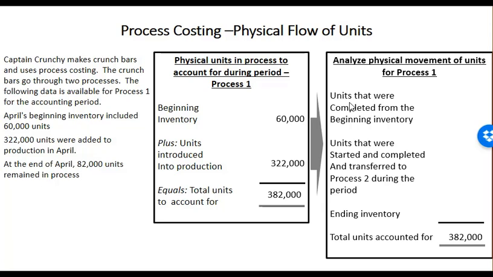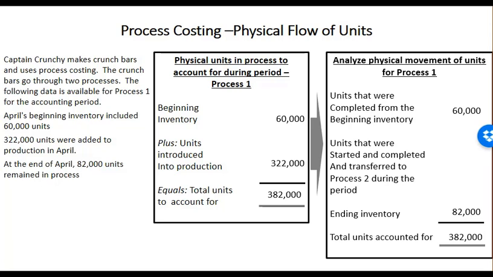Now, our first assumption is that we have units that were completed from our beginning inventory. So we take a look at our beginning inventory and we know there were 60,000 units. So we're assuming those 60,000 units were actually completed. So we're going to insert that number, the units completed from the beginning inventory, 60,000. We also know from the problem example that 82,000 units remained in production. So our ending inventory will be 82,000 physical units.